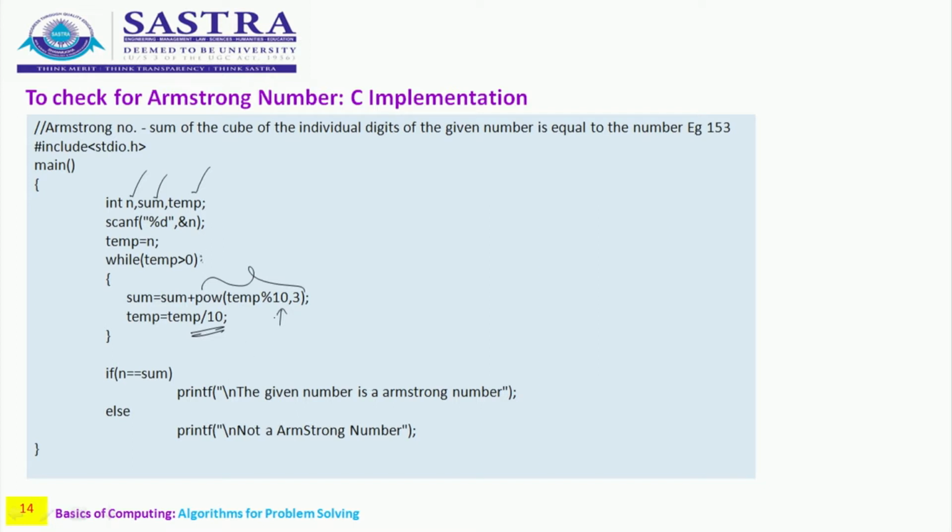Every time we will retrieve the last digit and raise it to the power 3, which will be added to the sum. When we come out of this loop, we compare n, which is entered by the user, with the sum value. If they are equal, you display the given number as an Armstrong number. Otherwise, if they are not equal, you just display that the number is not an Armstrong number.